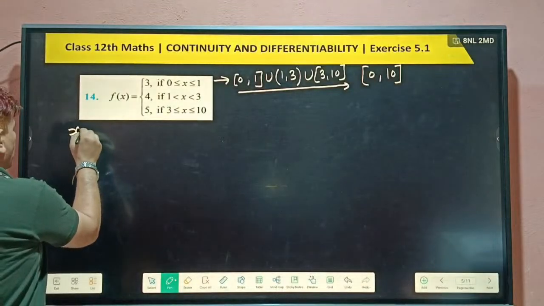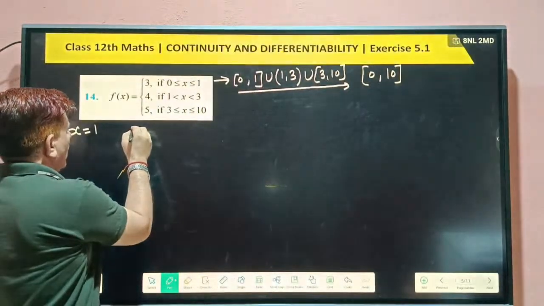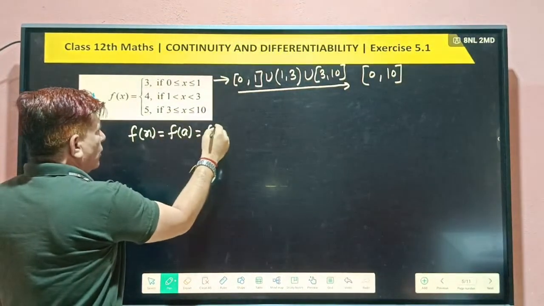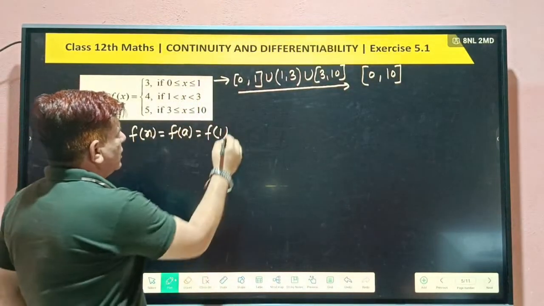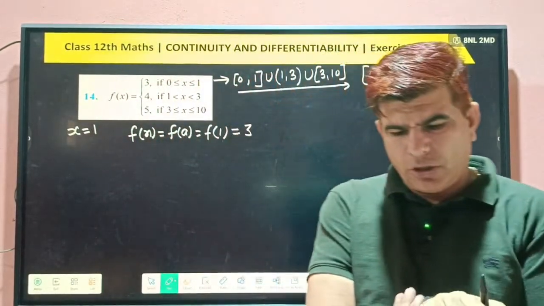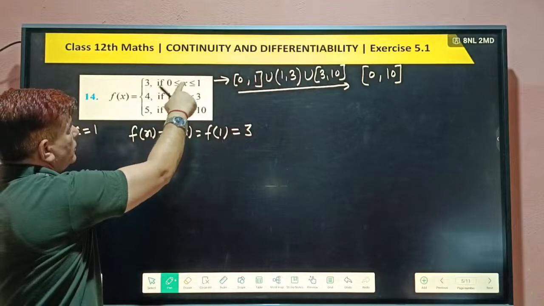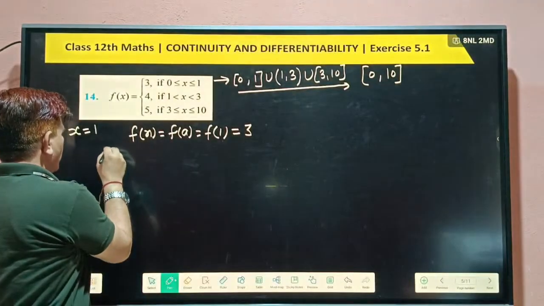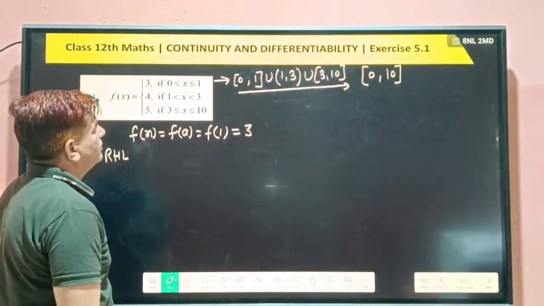x equal to 1. So what can you say? f(x) is equal to f(a), equal to f(1). What is f(1) here? x is 1, so what's coming? This is equal to 3. Getting or not getting? Understood? Now we can find out the given limits. We can find out RHL, if you want to check. RHL, find out. So what's your RHL?